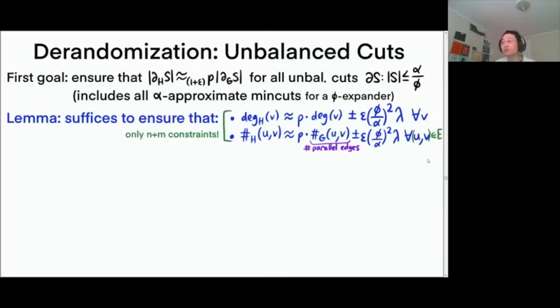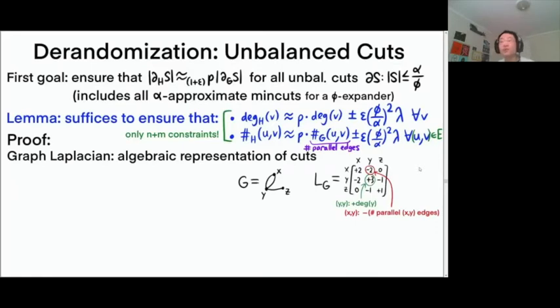What's nice about these two conditions is there's only n plus m constraints here. So recall that the set of unbalanced cuts is still pretty large. It's like n to the alpha over 5. It's still a large collection of sets. We cannot union bound over all of those. But these two conditions, there's only n plus m constraints. Why? It's because the first one is clearly n. The second one, well, we only really care about U and V that are edges in the graph. Right? Because if U and V is not an edge in the graph, then the first quantity is 0, the second quantity is also 0. Because again, we never sample edges that are not in the graph. So there's only n plus m constraints, and you can think of it as a more efficient union bound over the cuts in the graph.